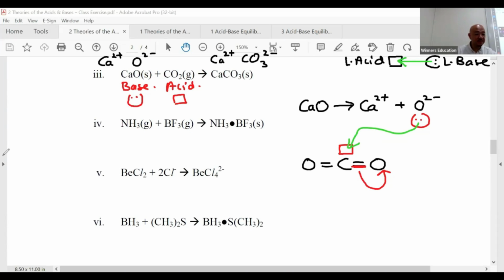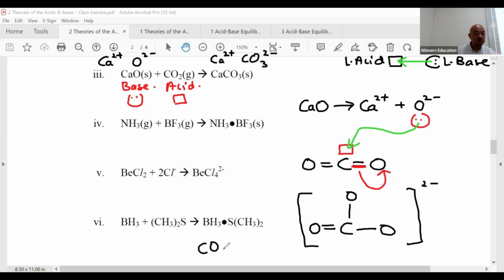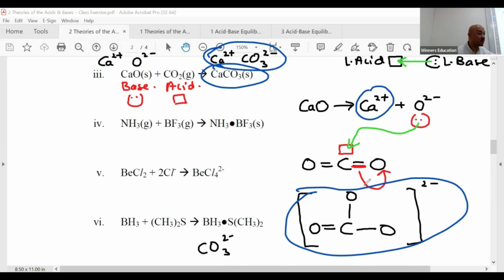You want to take a look at the product side? Ready? Yes? CO3 2 minus. Calcium carbonate comes together here. CaCO3. Okay? Inorganic reaction mechanism.